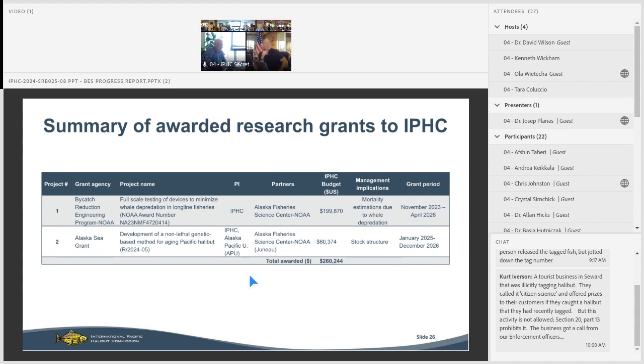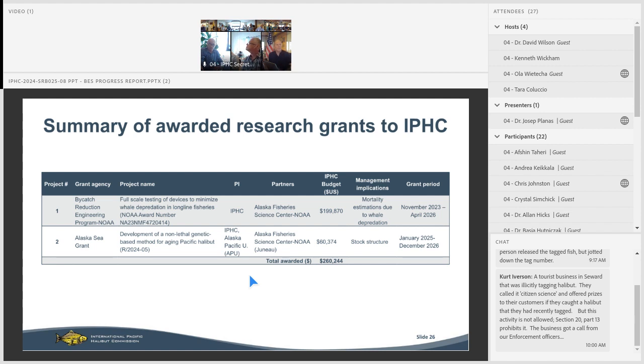And starting January 1st, 2025, we're going to start with a new Alaska Sea Grant project that is based on the development of a non-lethal genetic-based method for aging Pacific halibut. That's to develop an epigenetic, what's called an epigenetic clock. That's based on DNA methylation patterns on the genome that are associated with age. So that's an alternative method that we're going to test to see its feasibility and eventual complementation to other existing methods for aging. So that's starting in January. And that's all we have.